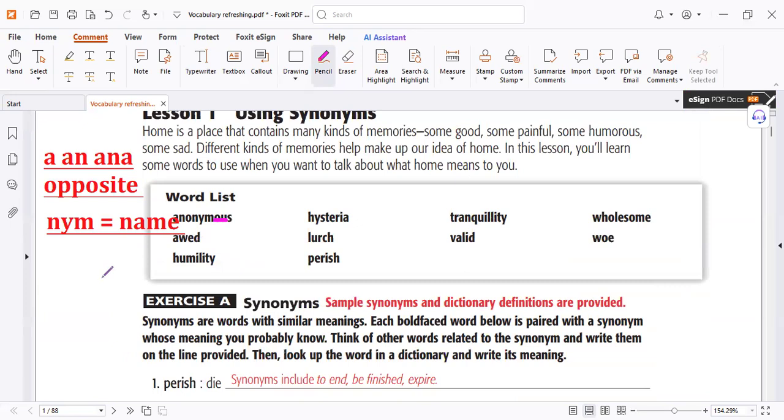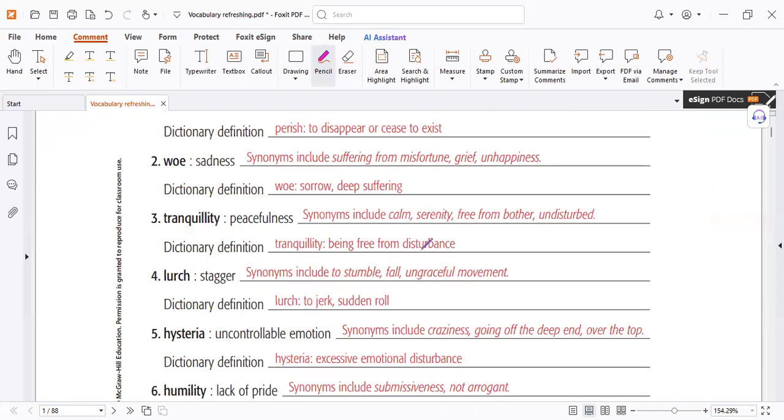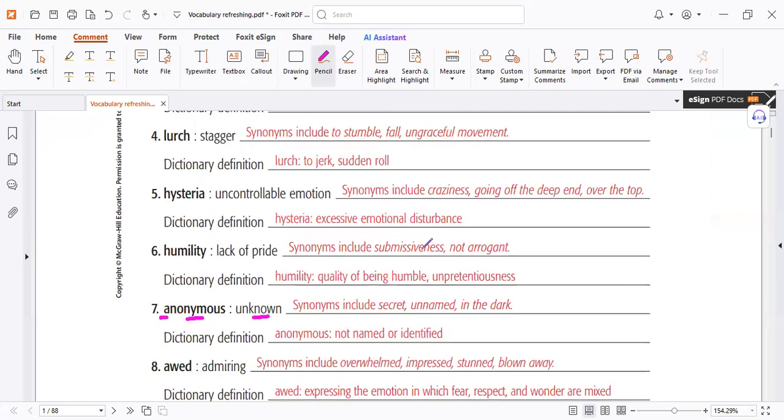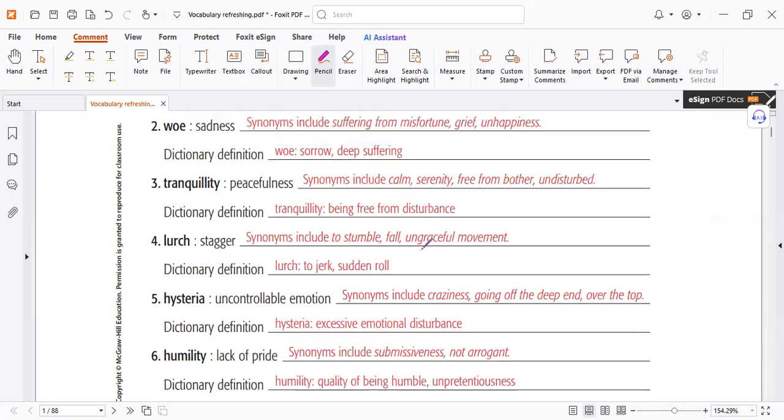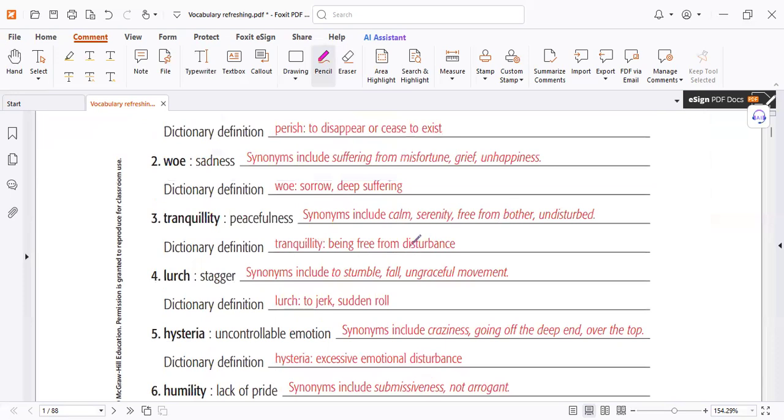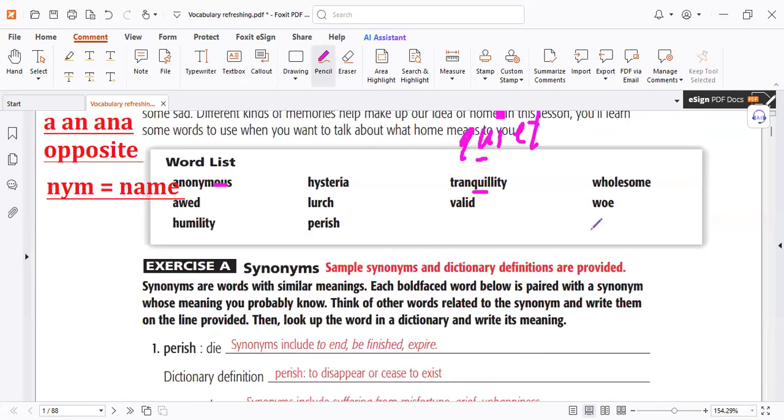Another technique could be to make the word similar to another word. For example, here, tranquility. It's similar to the syllable quiet in the word quiet. So it can help you with the word to talk about quietness, serenity, being calm. Look, here, for example, all of them have the same meaning. Again, this is the second technique.